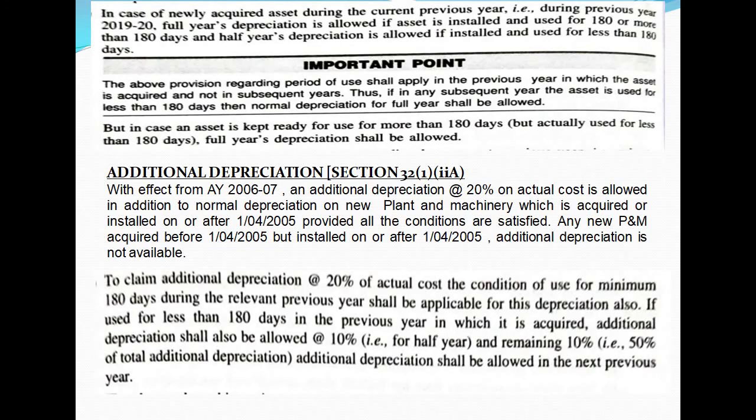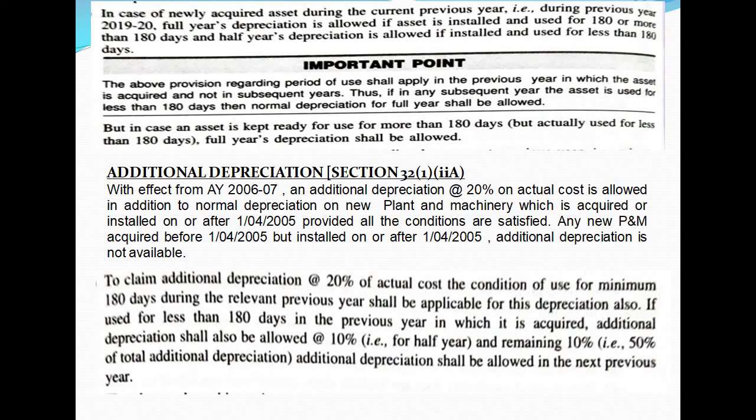Now here, if you look at additional depreciation under section 32(1)(iia) of the Income Tax Act, it says that with effect from assessment year 2006-2007, an additional depreciation at the rate of 20% on actual cost is allowed in addition to normal depreciation on the new plant and machinery which is acquired or installed on or after 1/4/2005, provided all the conditions are satisfied. So any new plant and machinery acquired before 1/4/2005 but installed on or after 1/4/2005, additional depreciation is not available.